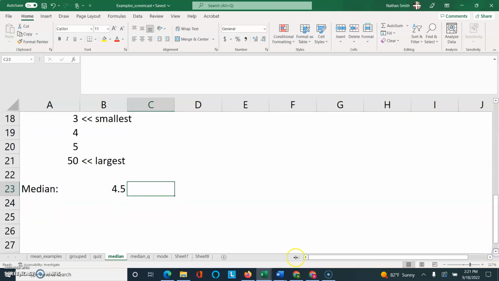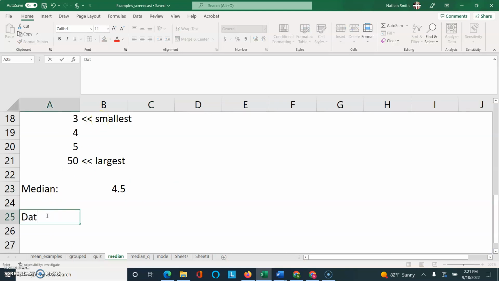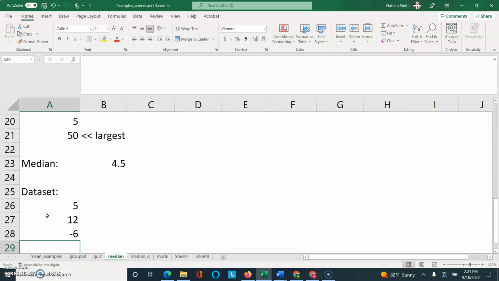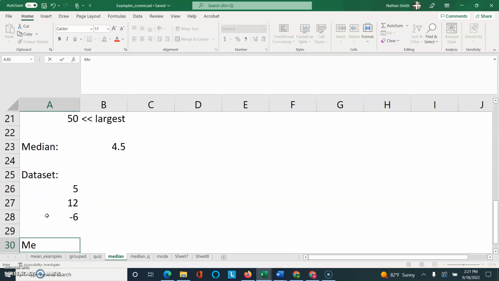Now, just a couple of other things about the median. In real life, you're not always going to have a data set that is sorted for you from the smallest to the largest values. You have to do that yourself or using your statistical tool of choice. All right, so here's an example of that. Let's suppose the data set were 5, 12, and minus 6. Okay, so what's the median in this example?